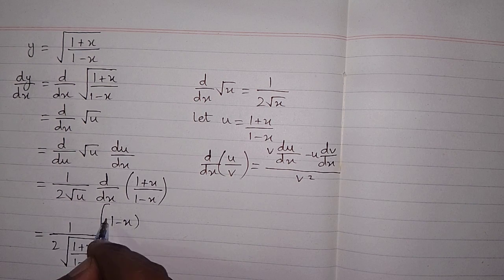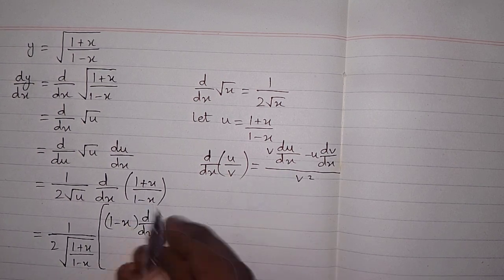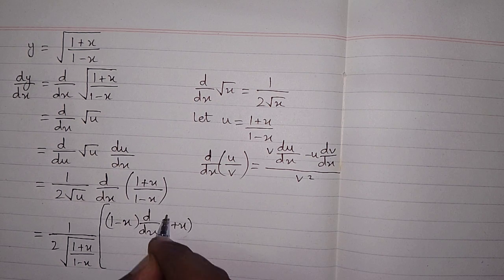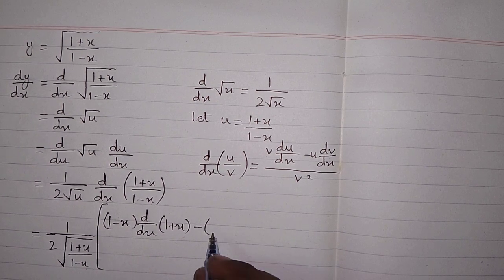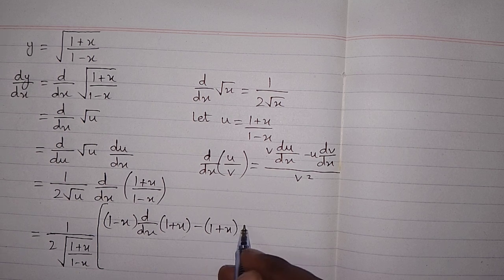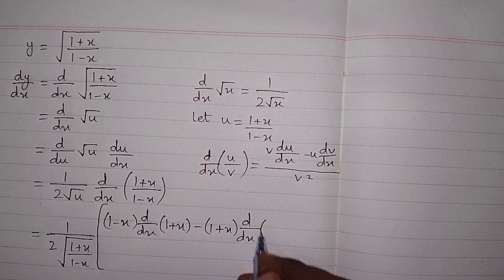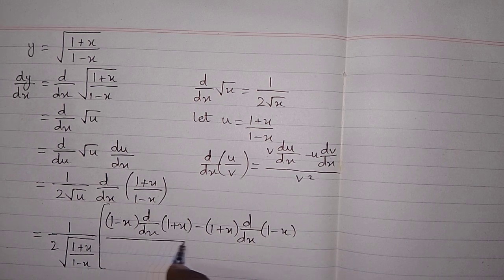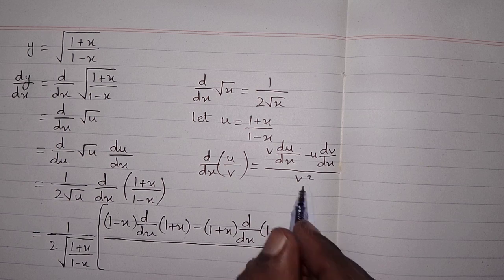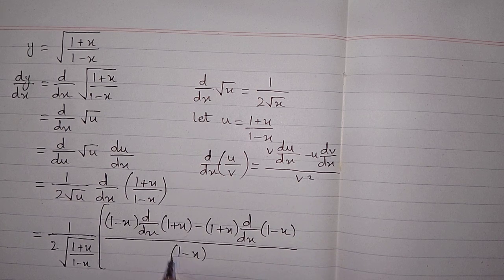So first we will write v, which is 1 minus x, multiplied by the derivative of u, and u is 1 plus x, then minus (1 plus x) multiplied by derivative of v. So we will write derivative of 1 minus x, upon v square, (1 minus x) square.